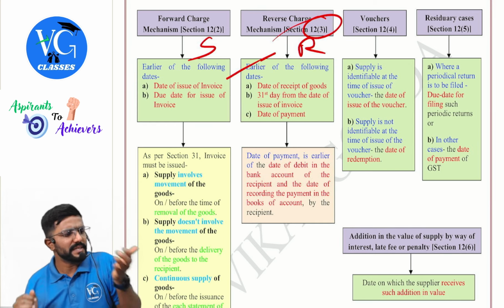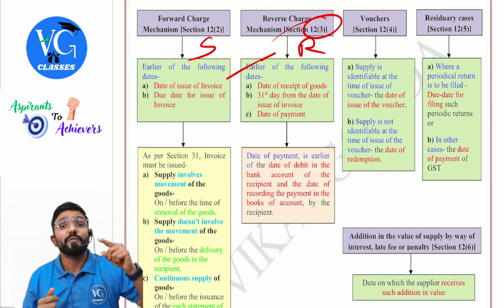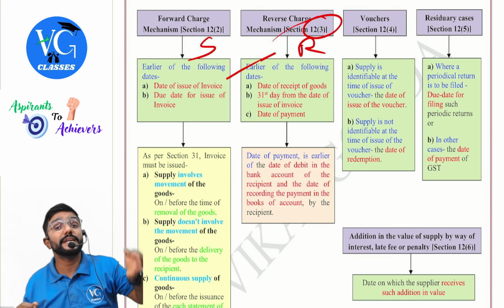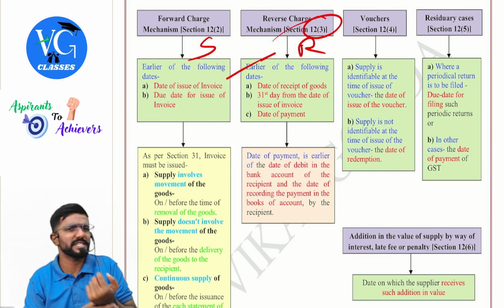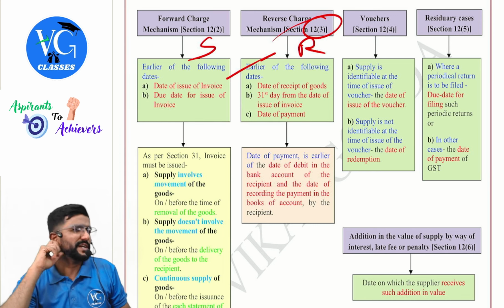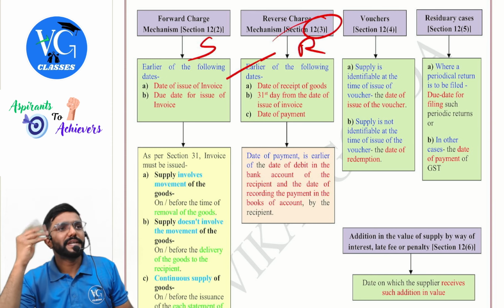Guys, listen. Recipient will receive goods. Yes, take that date. Or who will issue invoice? Supplier. But supplier's date we don't take. 31st day. In the law they have given like this: date immediately following 30 days from the date of invoice, which means 31st day. 31st day you have to take. Okay, sir. Then date of payment.